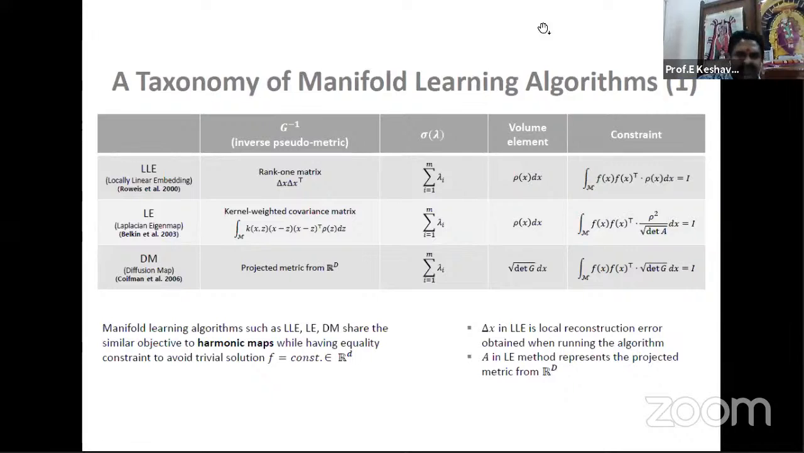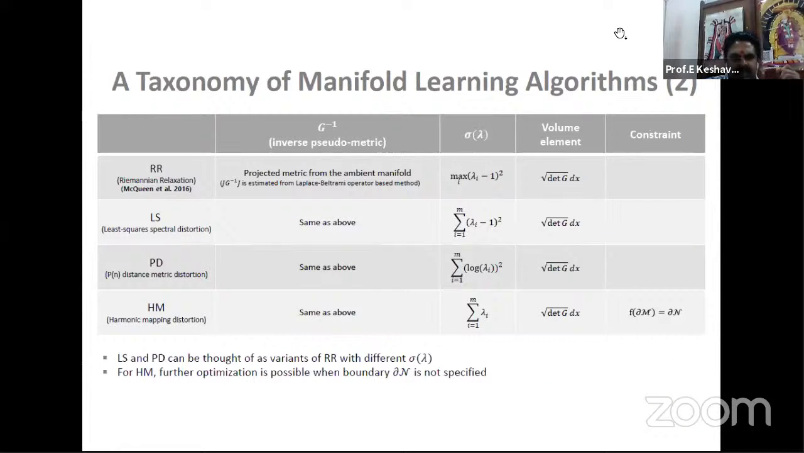So for taxonomy, suppose LLE, locally linear embedding, Laplacian eigenmaps, diffusion map. For these, everything, G inverse is specified. This is given as a table, what to do and how we are going to take it. What volume element we have to take. This is the taxonomy for all the pseudometrics and so on.